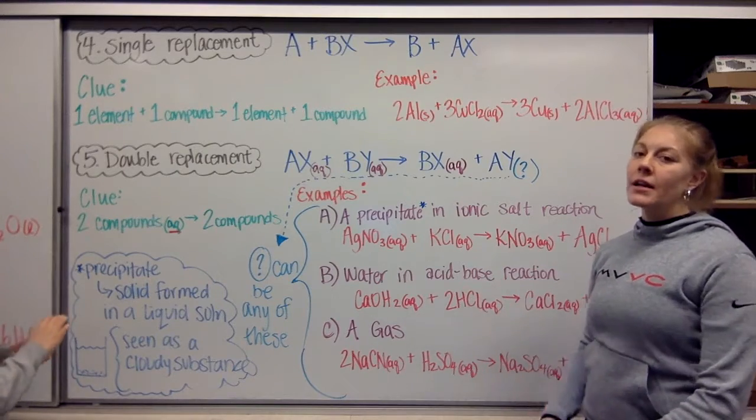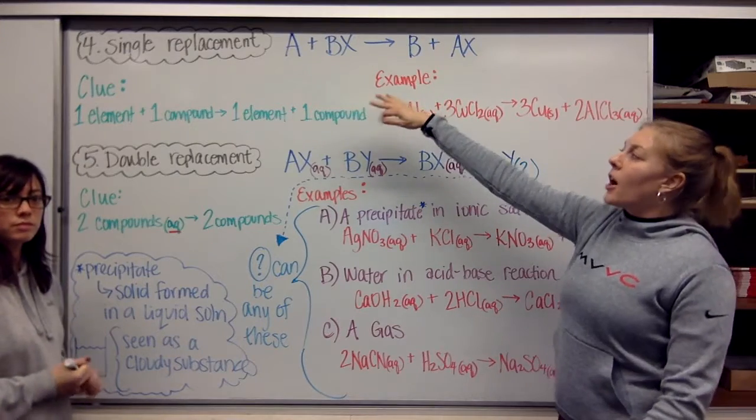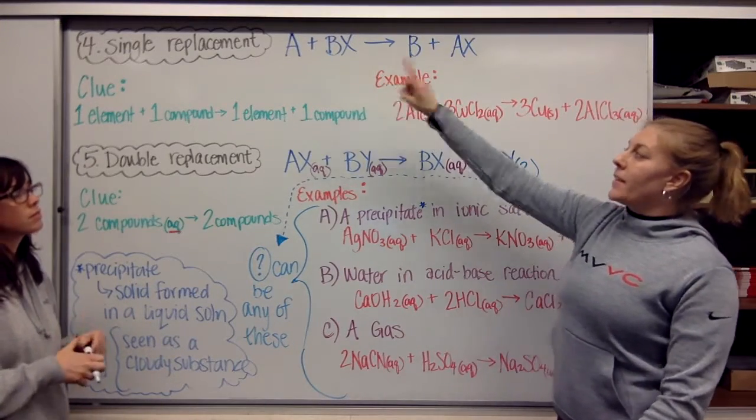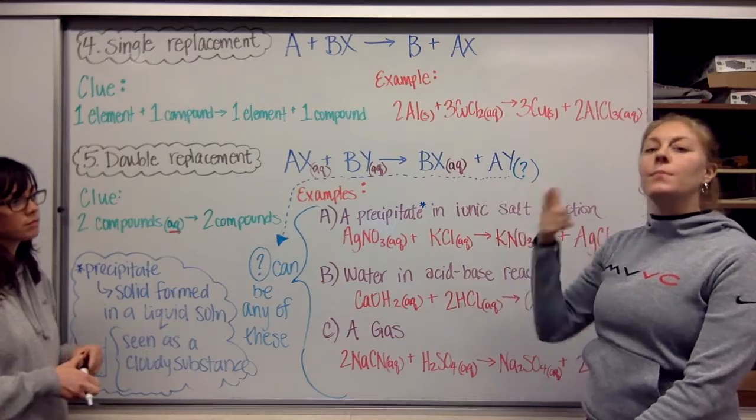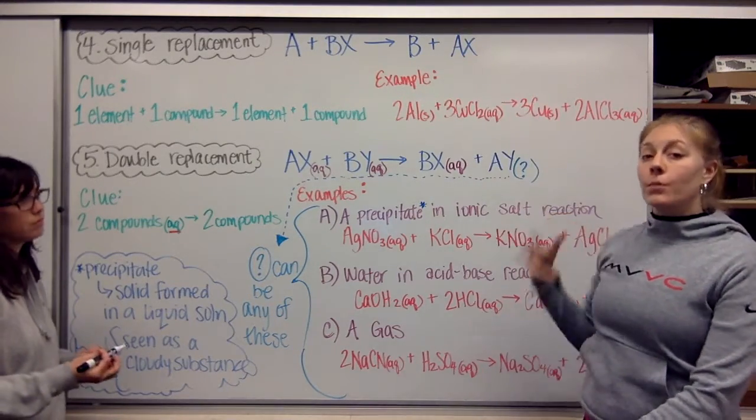They're a little bit longer, but they're pretty easy to figure out once you get the hang of it. Our pattern that we see here is A plus BX. That's an element plus a compound, yielding B plus AX. Now, this is called single replacement.